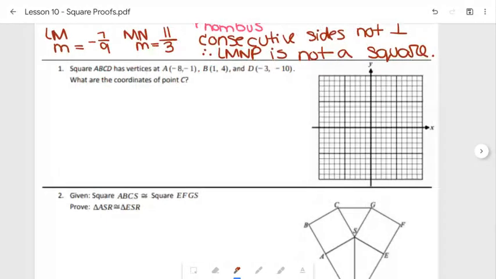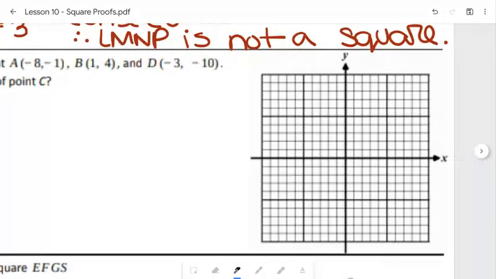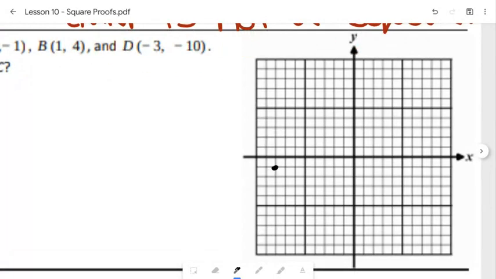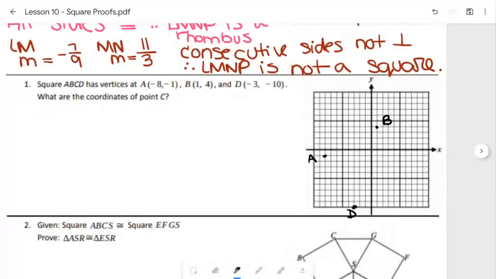Okay. In the next one, we have a square ABCD, and we're given 3 of the 4 vertices, and we're trying to find the missing one. So first, if we look at A, it's at -8, -1. B is at 1, 4. And C is at -3, -10. So I have my 3 pieces.